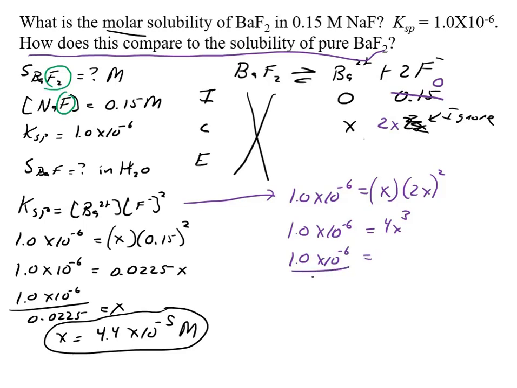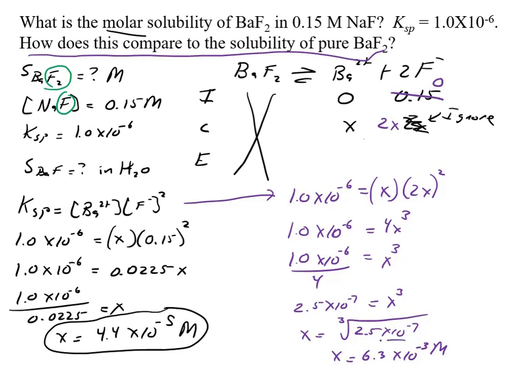And I get 2.5 times 10 to the minus 7th. And I take the cube root of both sides, so I'm going to reverse this. It's going to be the cube root of 2.5 times 10 to the minus 7th. And so x is 6.3 times 10 to the minus 3 molar.